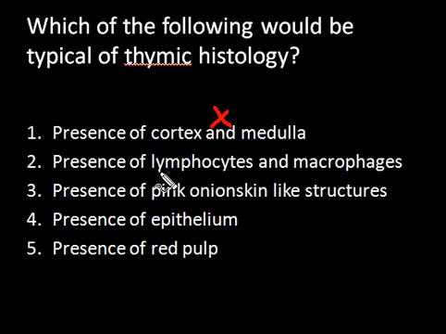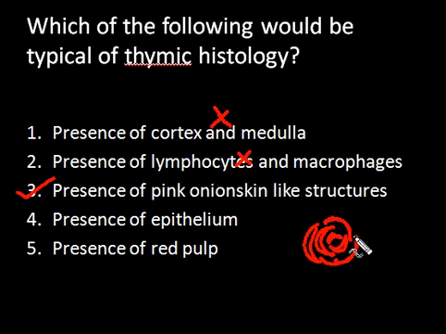The second one, presence of lymphocytes and macrophages. Now, all lymphatic tissue has lymphocytes and macrophages, so the thymus is not the only one which has that. The third statement, presence of pink onion skin-like structures. This is true of the thymus only, so therefore this is the correct answer, because those pink onion skin-like structures are the Hassall's corpuscles, and no other lymphatic tissue has this kind of structure. Therefore, this is the correct answer.